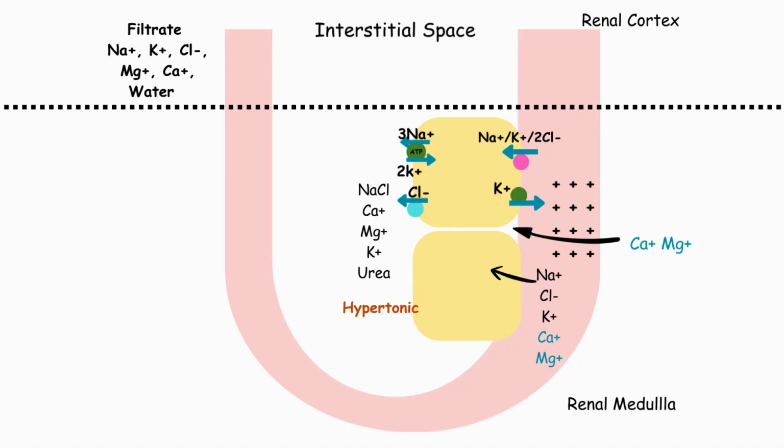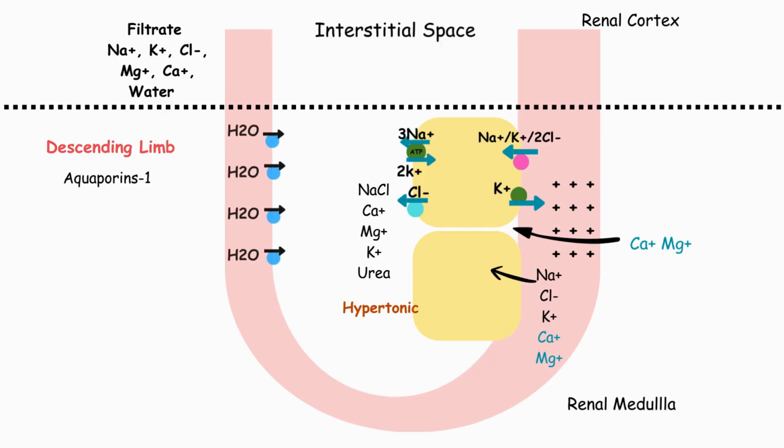On the other hand, descending limb is only permeable to water because it contains aquaporins. As you know, water loves to follow salt content. Water will come to this interstitial space through aquaporin.